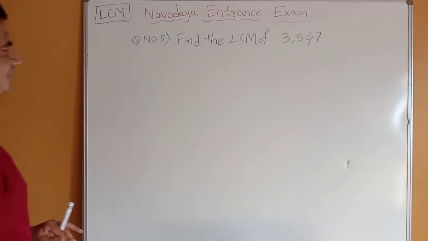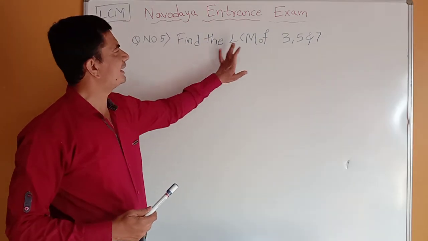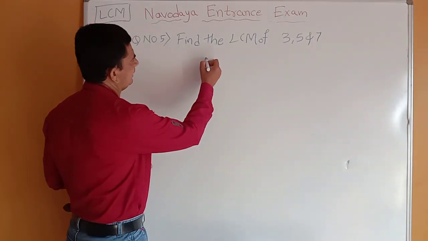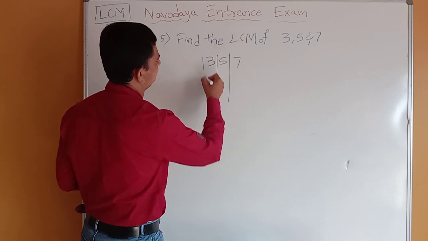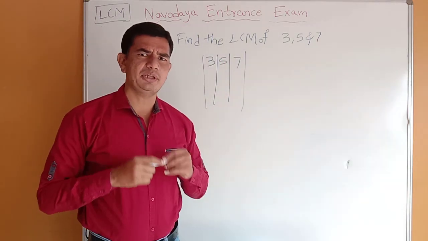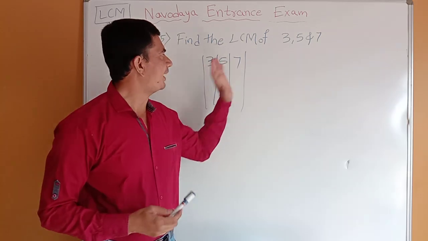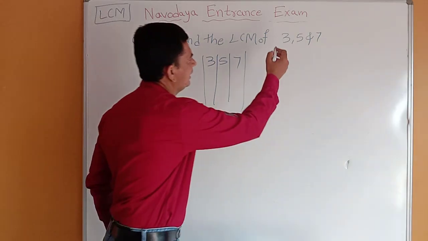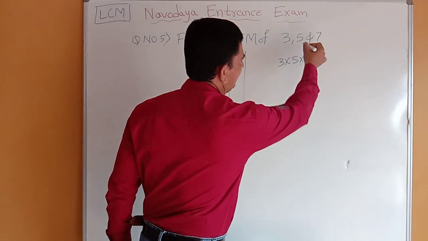So friends, let's see the fifth question. Find the LCM of 3, 5 and 7. When all the numbers are prime, at that time there is no need to find the LCM by the method. You can multiply directly. If you multiply 3 into 5 into 7, you will get the answer.